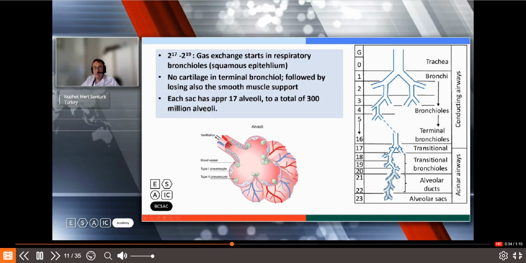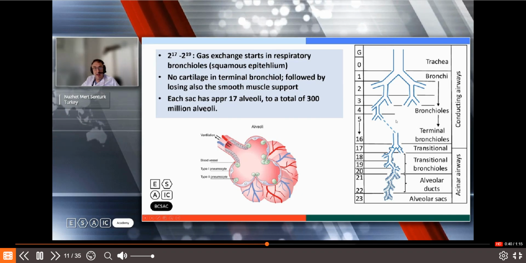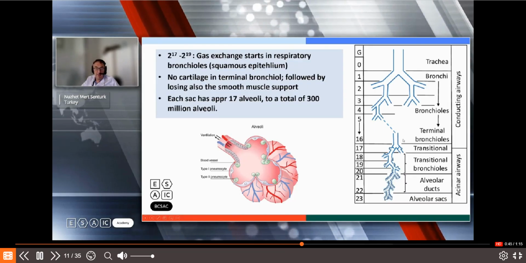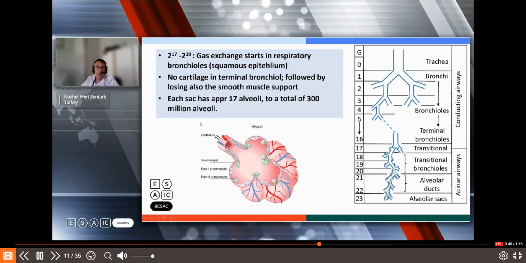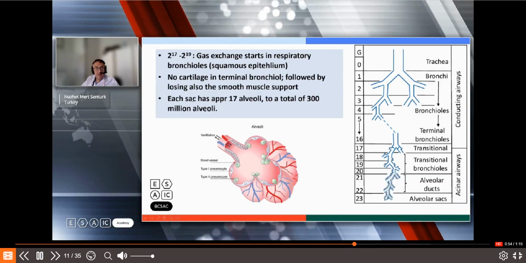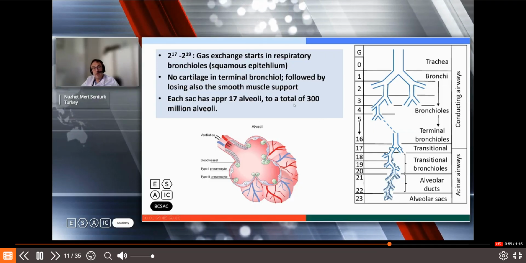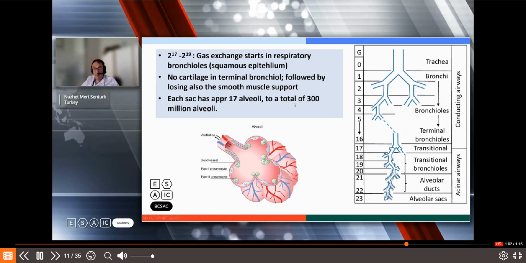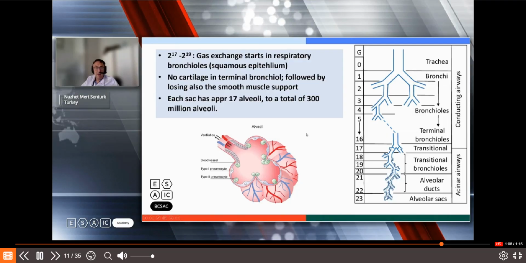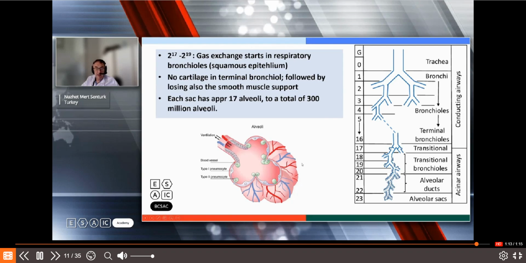That means in the distal airways, we have only the gas inside the alveolus and the surfactant, which keeps the airways and the alveolus open. We don't have any cartilage or any support of the smooth muscle. Each sac has approximately 17 alveoli, and this leads to a total of 300 million alveoli in both lungs. We have to be familiar with the different types of pneumocytes, and with how and by whom the surfactant is produced.